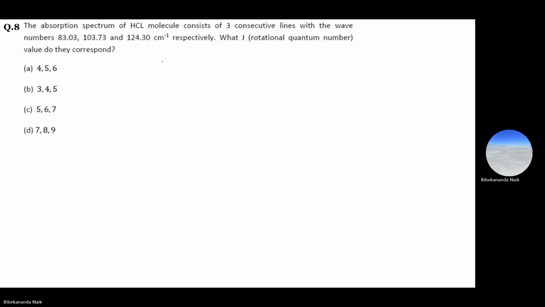Suppose there are different levels, and here we need to find out the value of J. In the generalized case, we will simply take the value of J to be small j. So there are different levels and different transitions. Now suppose there are 2 J values, one is J and another is J plus 1. Now the transition occurs from J plus 1 to J.